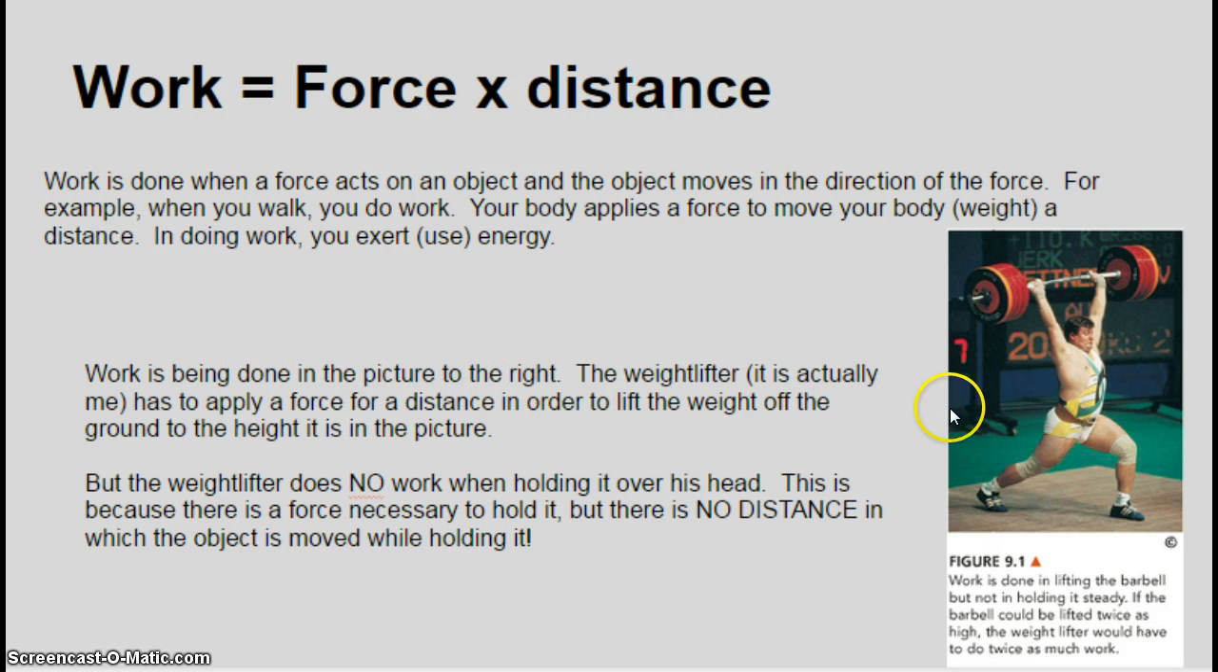Work is being done in the picture to the right. The weightlifter is actually me. This weightlifter has to apply a force for a distance in order to lift the weight off the ground to the height in the picture. But the weightlifter does no work when holding it over his head. This is because there is a force necessary to hold it, but there's no distance in which the object is moved while holding it. So notice, in order to get this weight from the ground up here, I have to lift it off the ground. So we have to apply a force for a distance.